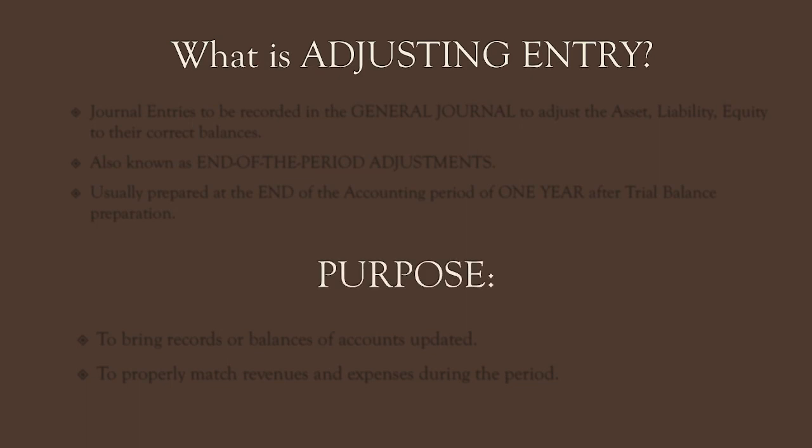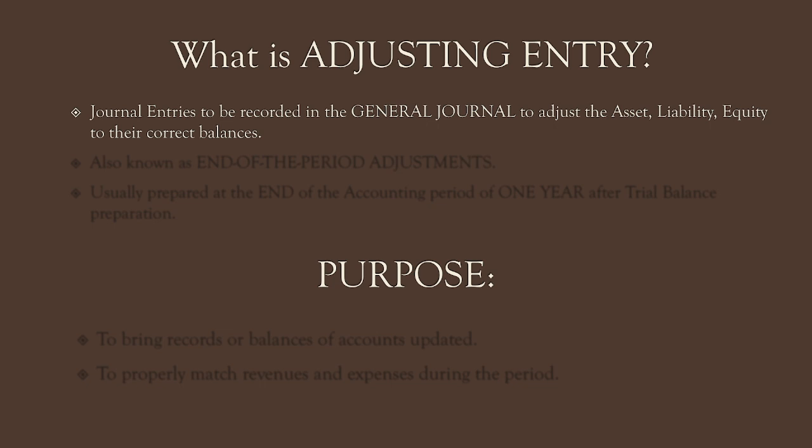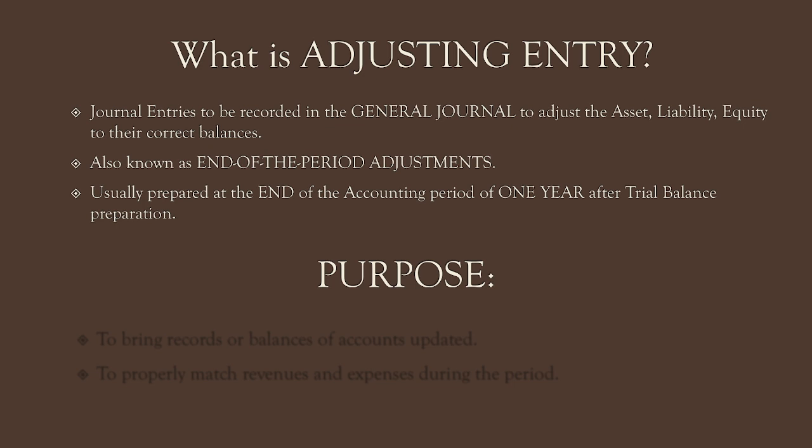So, what is adjusting entry and what is its purpose? Adjusting entry is the same with the other journal entries to be recorded also in the general journal. The difference is that adjusting entry is created to adjust the asset, liability, and equity to their correct balances. It is also known as the end of the period adjustments, because it's usually prepared at the end of the accounting period of 1 year after trial balance preparation.